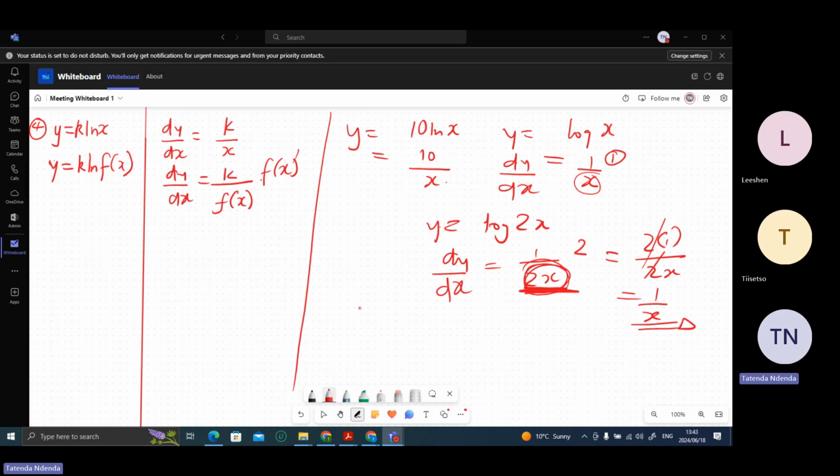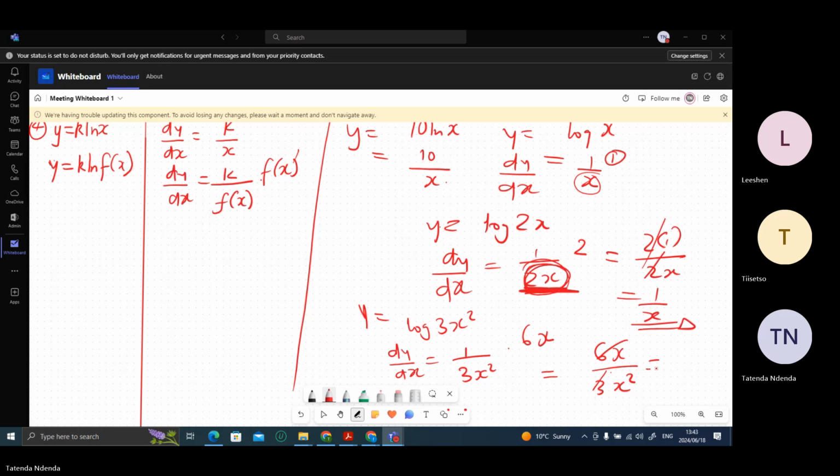Let's say we have y is equal to log 3x squared. This becomes dy over dx equals 1 over 3x squared multiplied by 6x, which becomes 6x over 3x squared. So this cancels to give us 2 over x.